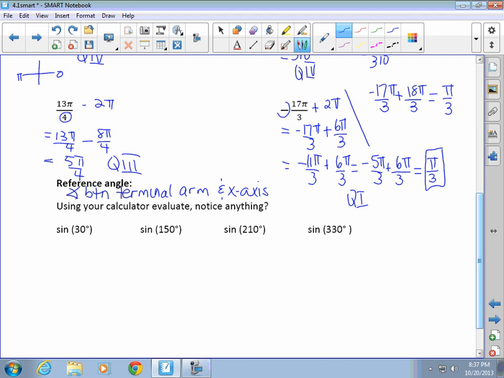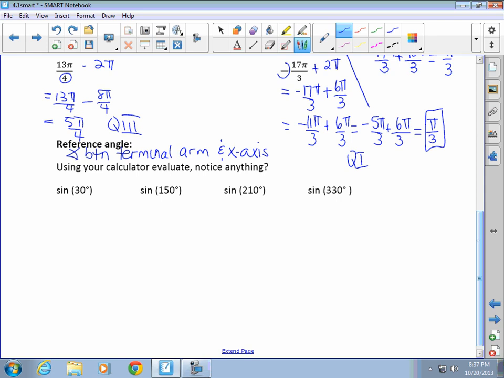Okay, so on your calculators, you'll need to make sure your calculators are in degrees. If we put these in here, sine of 30 degrees, you'll notice that it equals 1/2. If you use sine of 150 degrees, you'll notice it equals 1/2. If you try sine of 210 degrees, you'll notice it equals 1/2. And sine of 330 degrees also equals 1/2. And there's a reason for this.